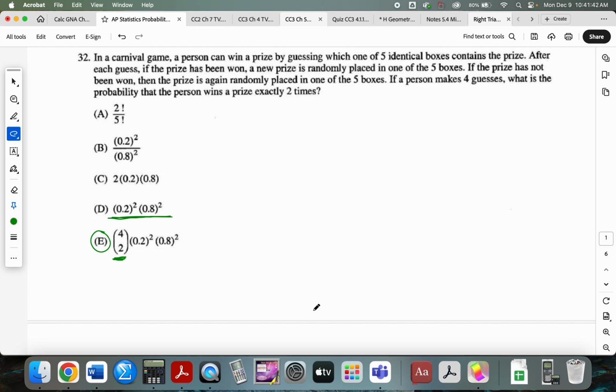So, how do you know it's 0.2 and 0.8? Like, where do they have that? It's like 20%. Okay, how many boxes are there? 5? Oh, that makes sense. Right? 1/5 is 0.2. Yes.